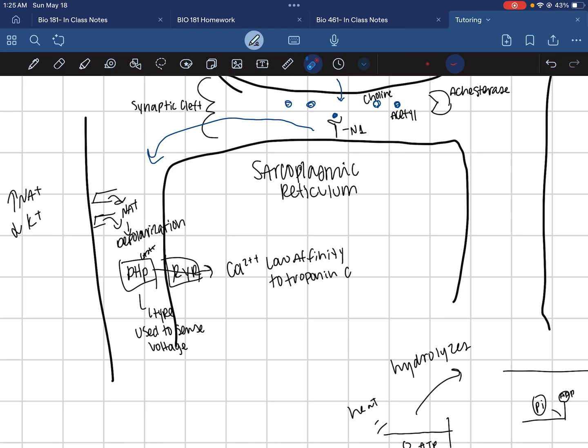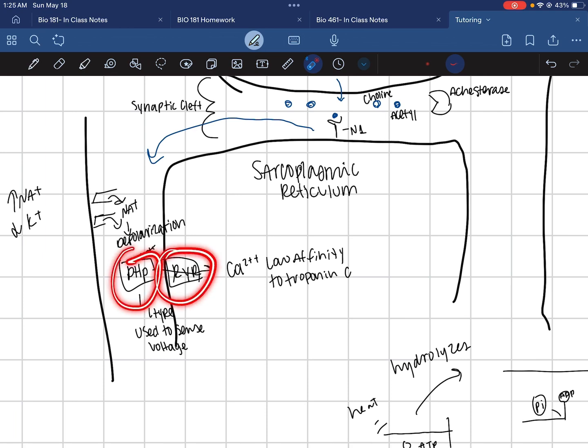Yeah, so we have action potentials going down these T tubules, which causes a change in potential. And then other voltage gated channels in the T tubules are going to respond to this change in voltage by opening up a channel called DHP, I can't remember the actual name for it, dihydro something, and then ryanodine, expressed as RYR.